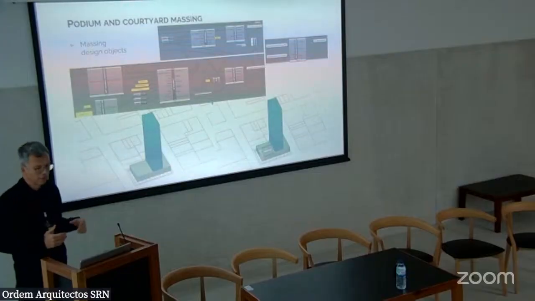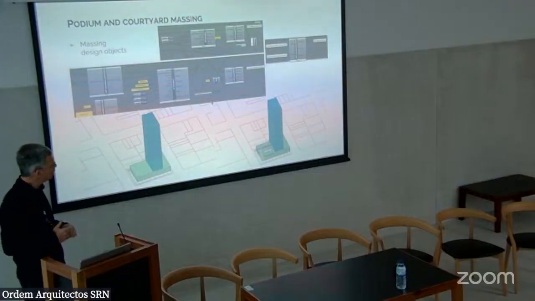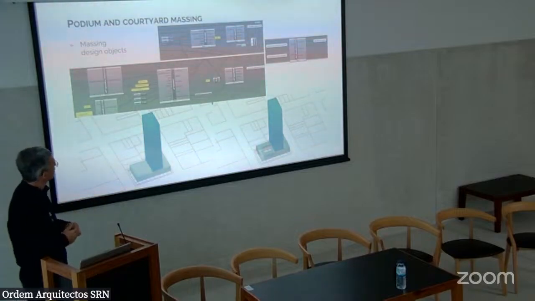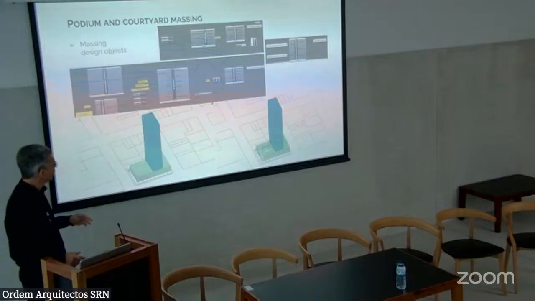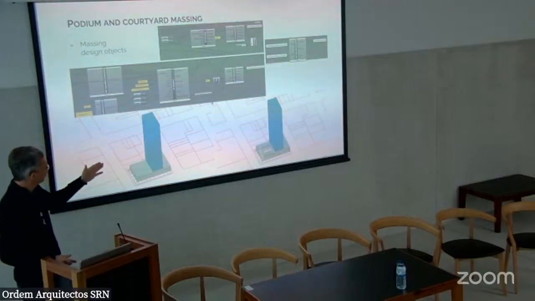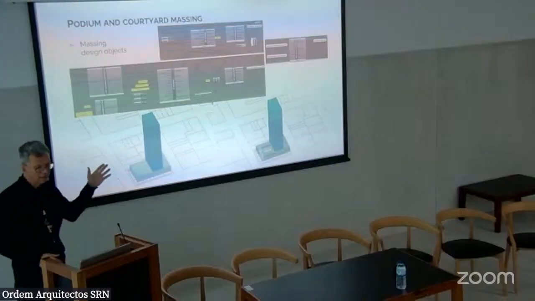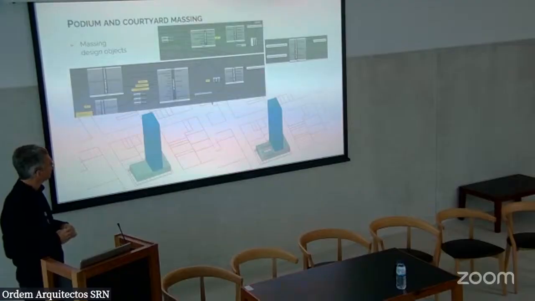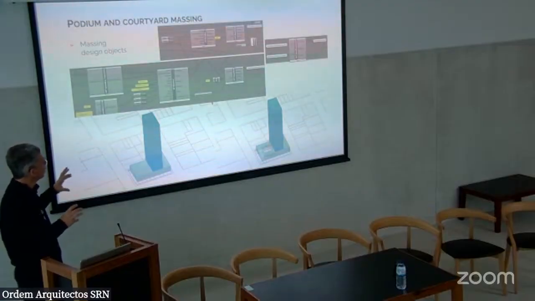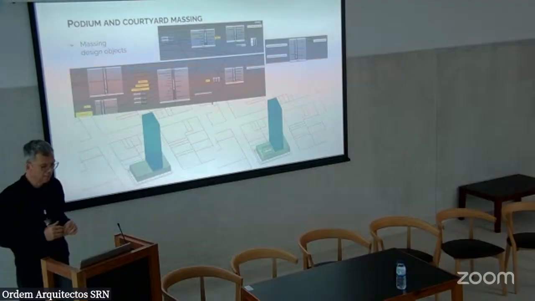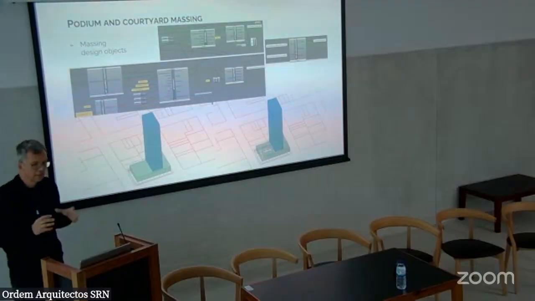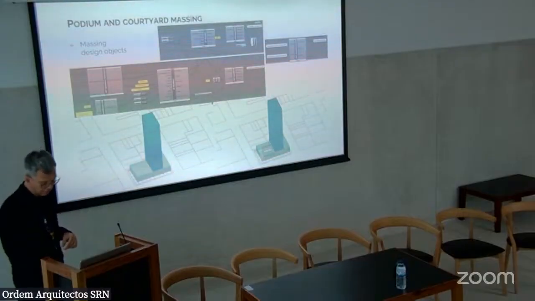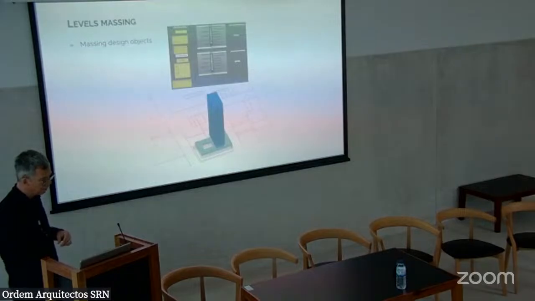And then it's just a simple Boolean operation to subtract the courtyard from the podium. The courtyard is also specified to be aligned with the tower, so that relationship is embedded. So even though they're all massing design objects, they all take different components because they have different patterns or different relationships embedded within them.